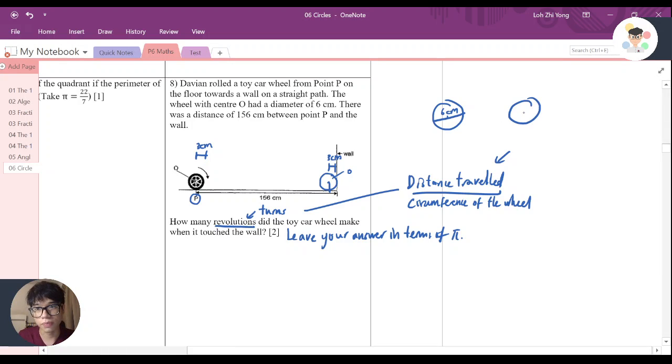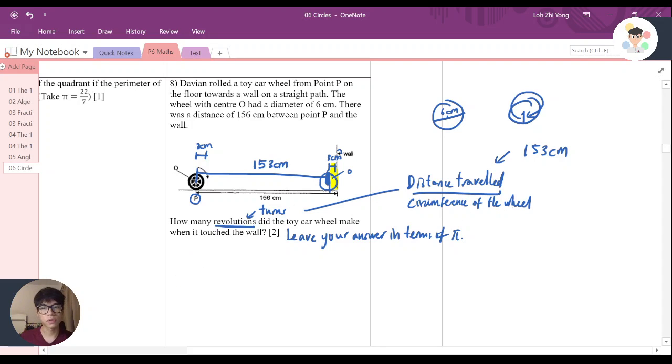For example, this is a wheel. If it turns, it will turn like this, and turn here. But the travel up to here is actually 153 cm. This means the 3 cm that sticks to the wall, the wheel is not able to travel. It only touches, but it's not able to reach that part. That's why the distance that has been traveled is only 153 cm.